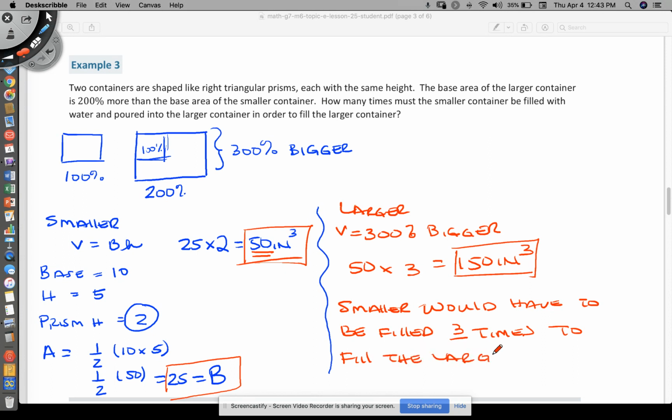Now, why does it have to be 3 times filled? Because it's 300% bigger. So you think about it. This is filled with water. When I pour it into this bucket, I only fill up this portion. So then I need to fill it up again. And let's say it fills up that portion. And then I fill it up again. Now it fills up that portion. Why? Because it's 300. There's 3 of these basically in this one container. I can fit 3 small ones in the larger one because the 100% plus the 200 gives me that 300%.